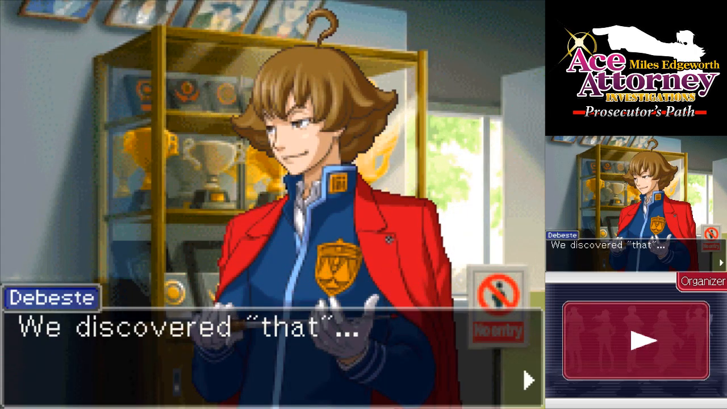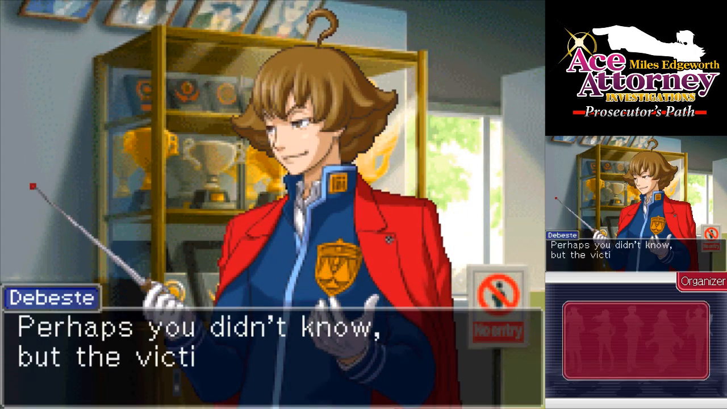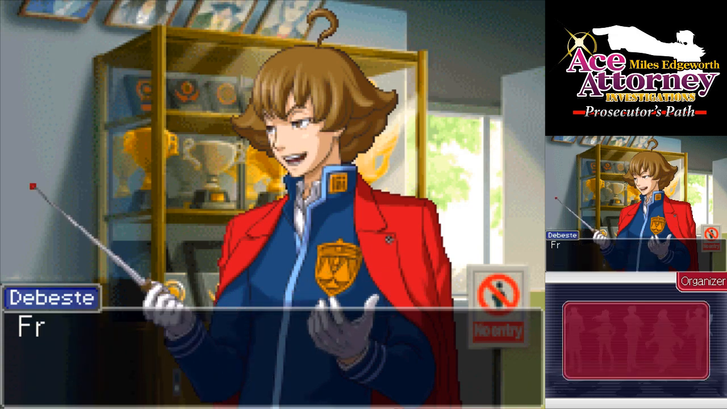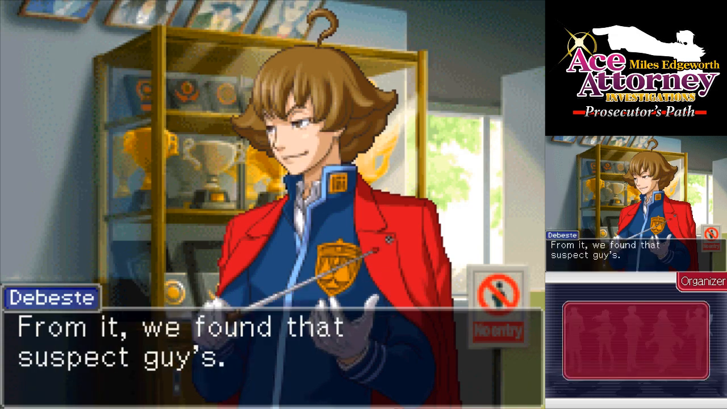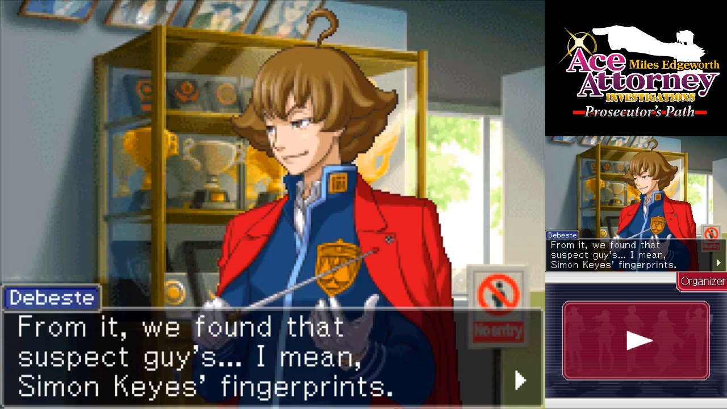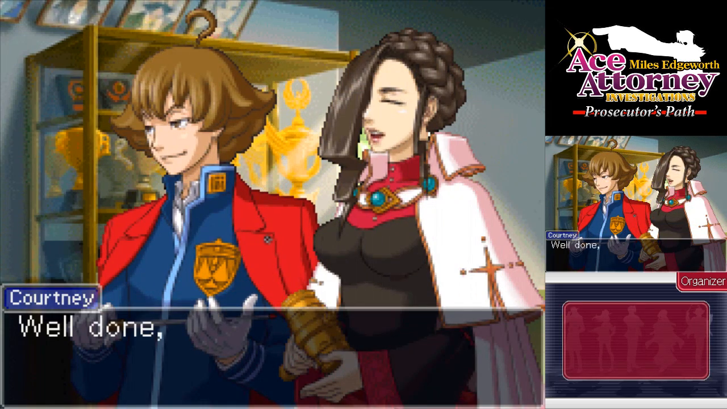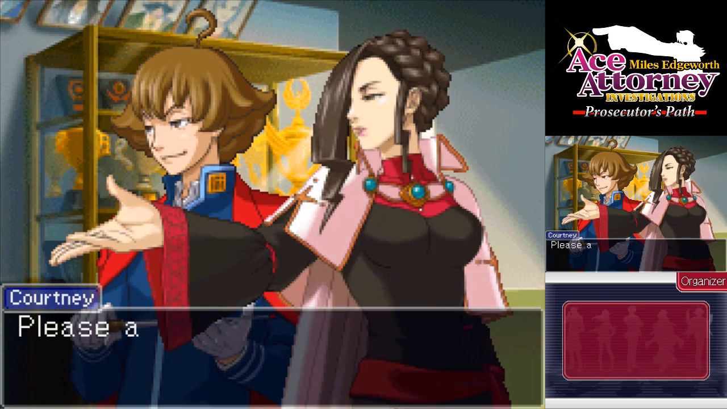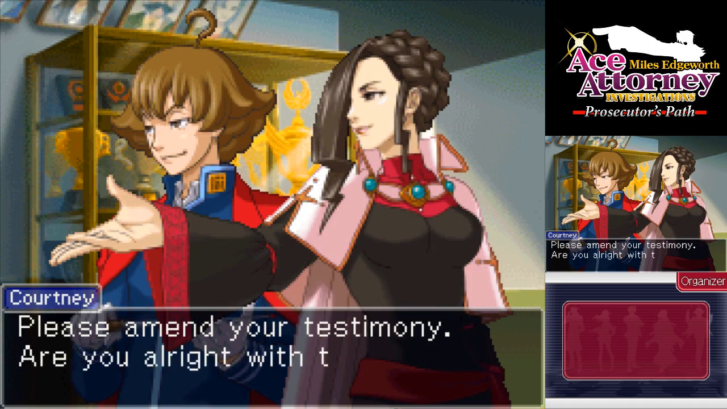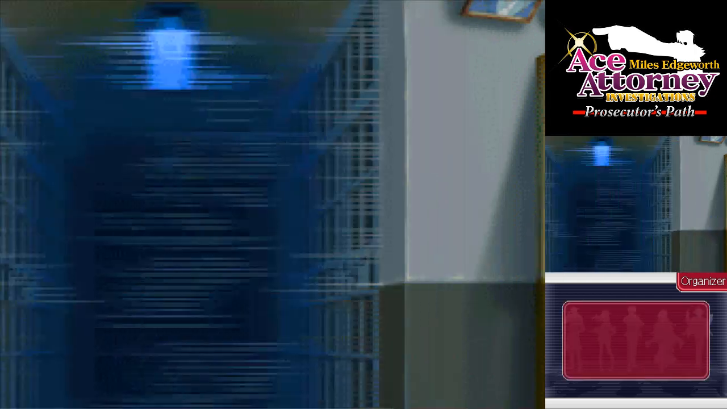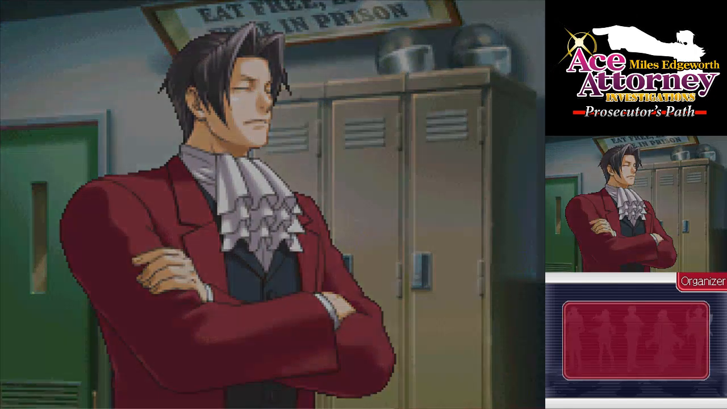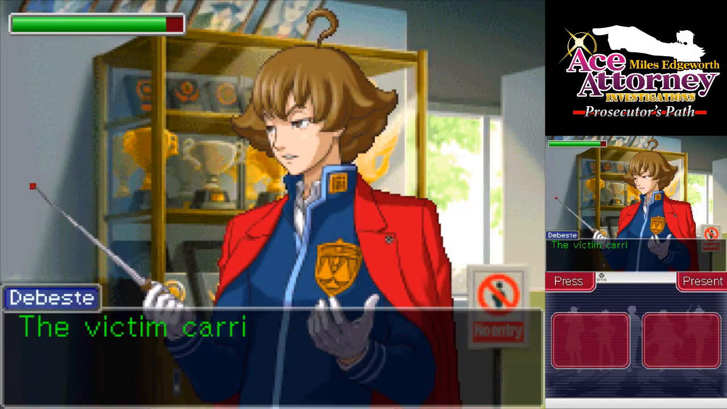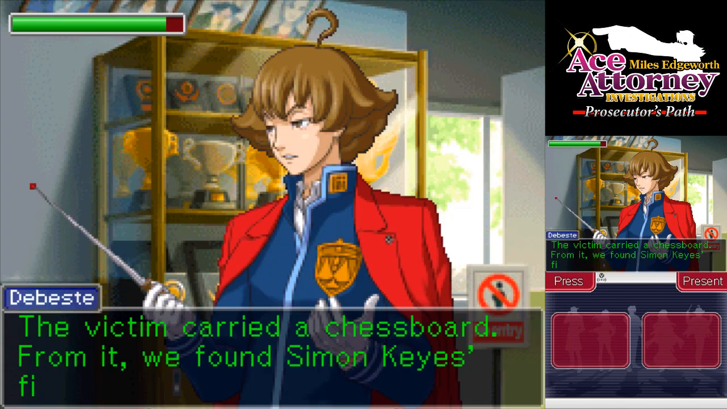We discovered that, perhaps you didn't know, but the victim carried a chessboard with him. From it, we found that suspect guy's, I mean Simon Keyes's fingerprints. Well done, Sebastian. I bless you on behalf of the goddess of law. Please amend your testimony. Are you all right with that, Prosecutor Edgeworth? Yes. The victim carried a chessboard.